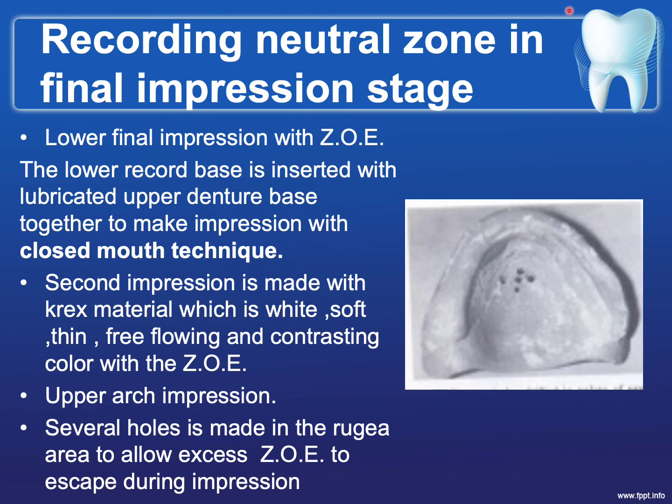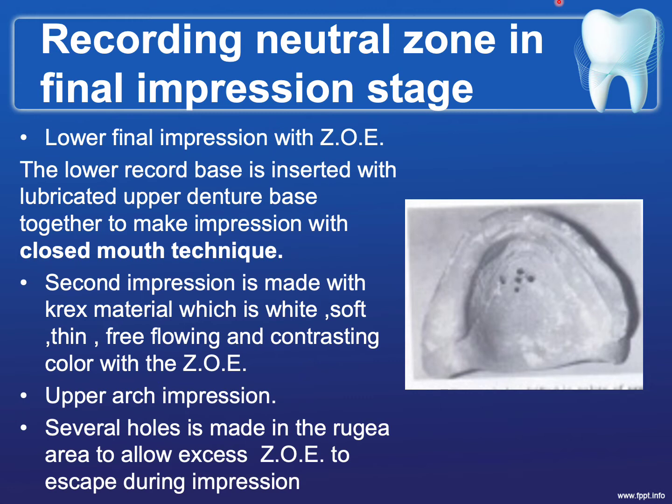Lower final impression with zinc oxide. The lower record base is inserted with the lubricated upper denture base together to make an impression with the closed mouth technique. A second impression is made with the Korecx material, which is white, soft, thin, free flowing, and of contrasting color with the zinc oxide eugenol impression material.